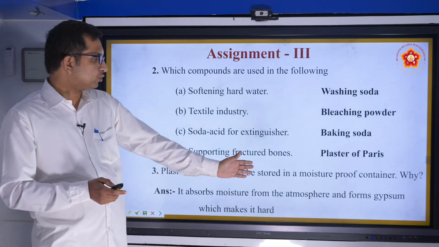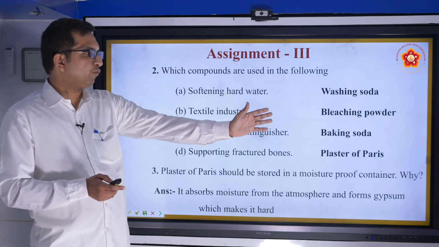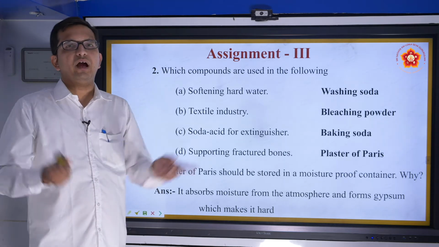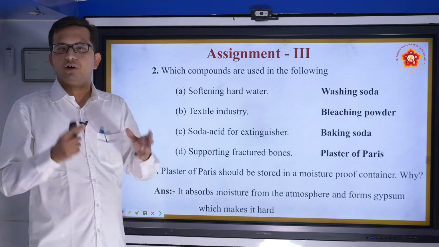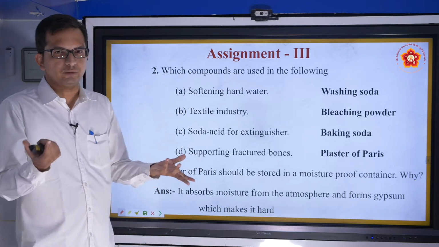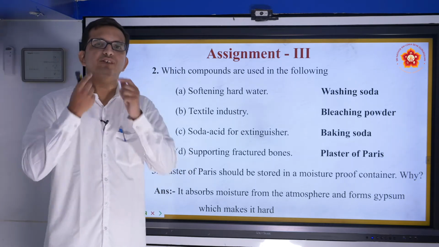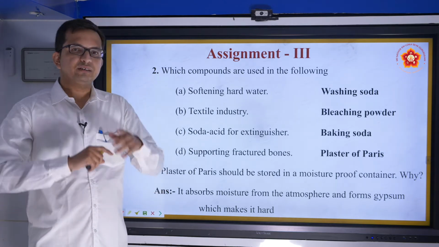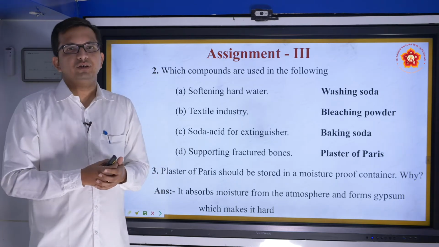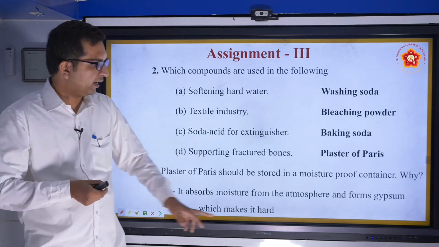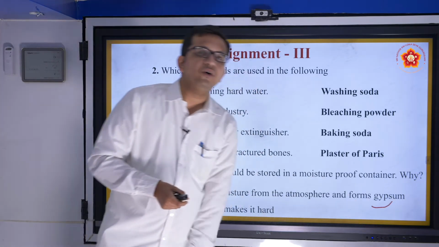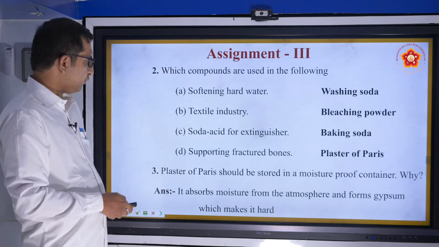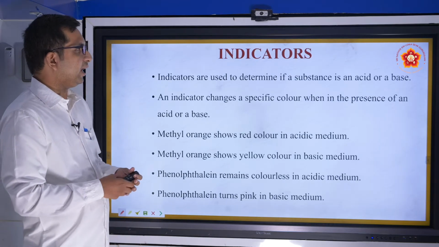Plaster of Paris should be stored in a moisture proof container. Why? Because of its reaction with water or moisture. What is moisture? It is the vapor form of water present around us. If plaster of Paris gets in touch with moisture, it absorbs water and forms the starting compound, which is gypsum. So this is about the answers for the earlier part, and now we'll study indicators.